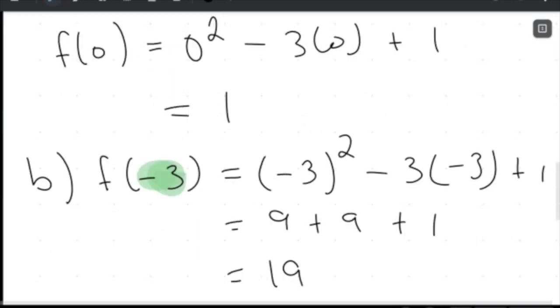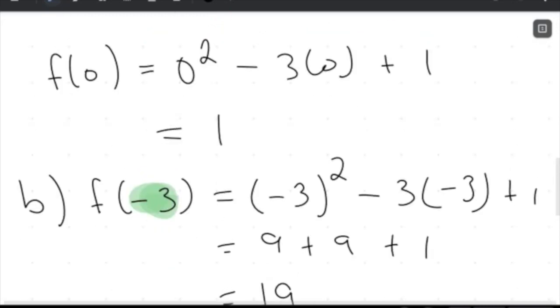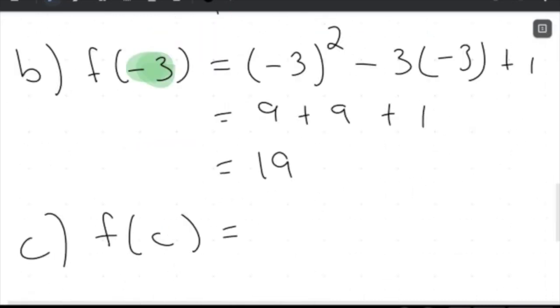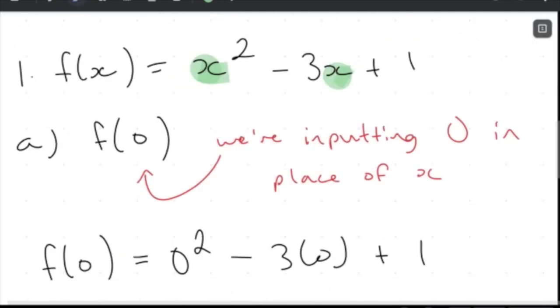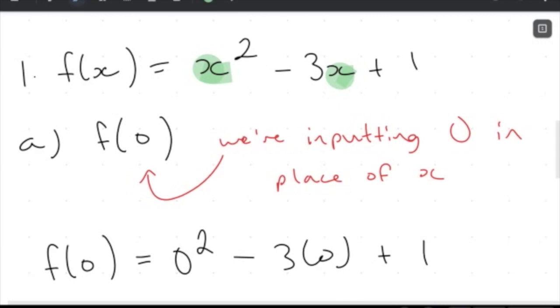Now, instead of 0 or negative 3, like these last two examples, we are putting in c in place of x. So whether this is a pronumeral, whether this is a number, my function notation just tells me my output f of x for different inputs of x. So now the input here is going to be c.